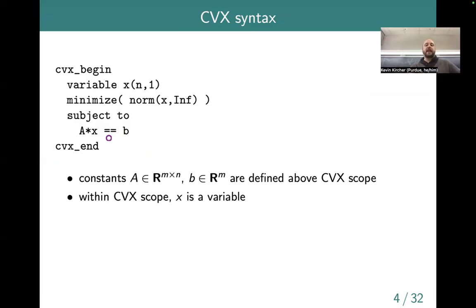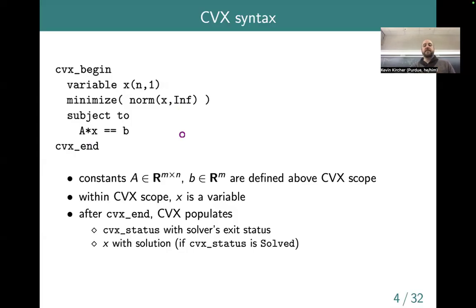In this problem, maybe A is a wide matrix. So this would be a set of linear equations where the number of variables X is larger than the number of equations. There might be infinitely many solutions to this AX equals B equation. Among those solutions, we're looking for one that has the smallest norm measured in the Chebyshev or infinity norm. So roughly, this is looking for the smallest X that solves this set of linear equations.